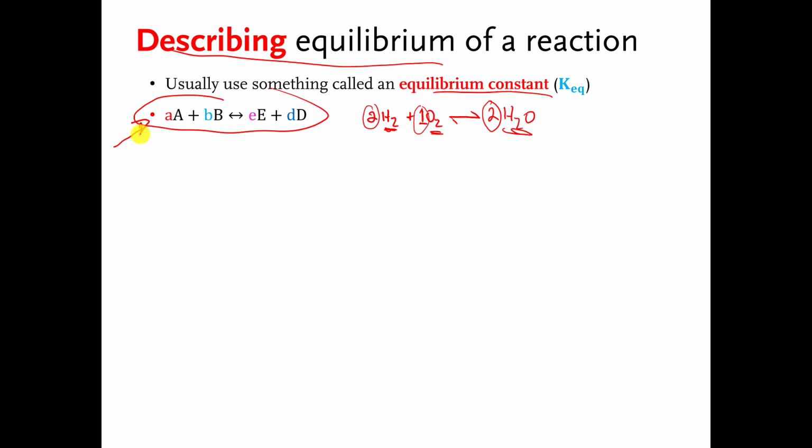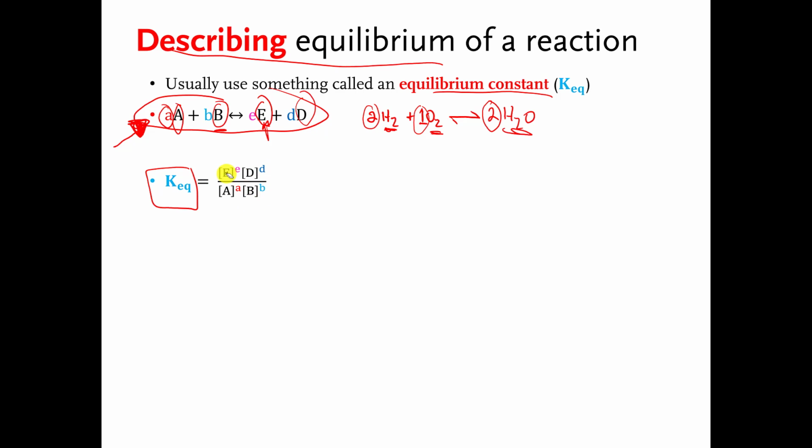And if you wanted to describe the equilibrium constant, the KEQ for this chemical reaction, here it is. The equilibrium constant is going to be equal to the concentration of E, whatever the E molecule is, raised to the little e power, times the concentration of D, the capital D, raised to the little d power. And then that's all divided by the concentration of big A, whatever A is, raised to the little a power, times the concentration of B, again, whatever that is, raised to the little b power.